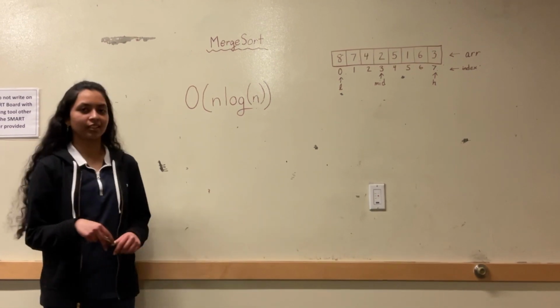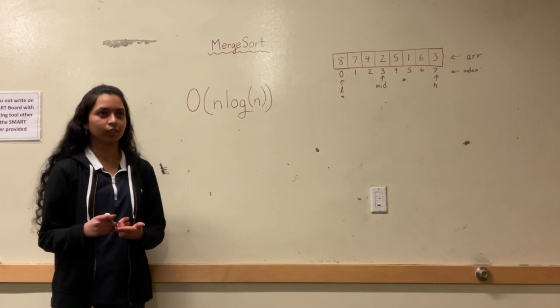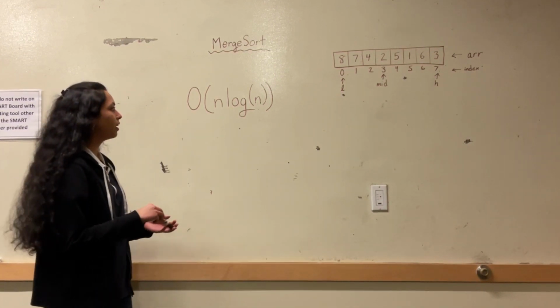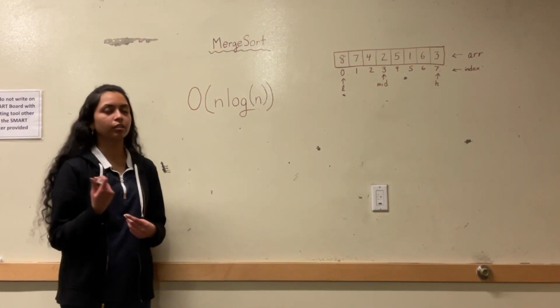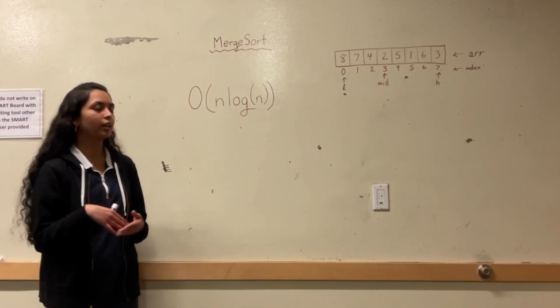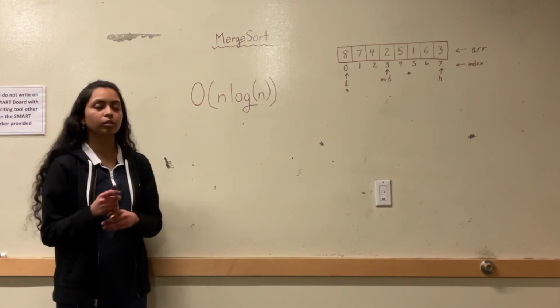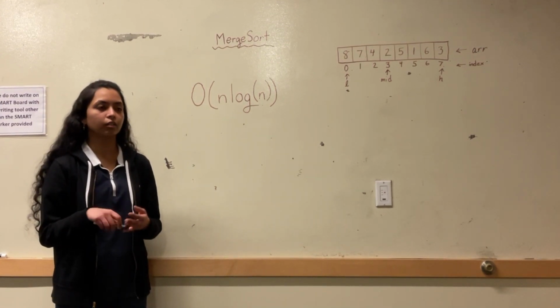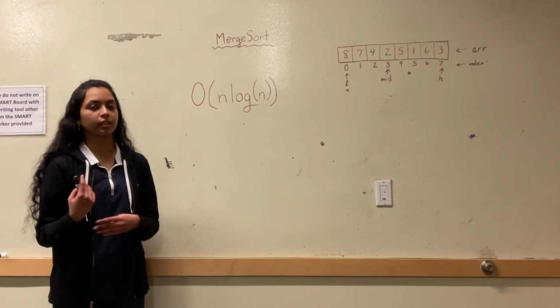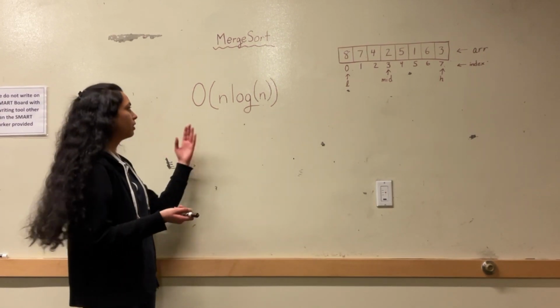Merge sort has a runtime of O(n log n) for best, worst, and also expected. And this is because merge sort first recursively divides the input array of n elements in half, and so that's where the log n comes from. And then it also sorts and merges all of these subarrays, and that takes n comparisons and therefore n time. And so in total you would get n log n.